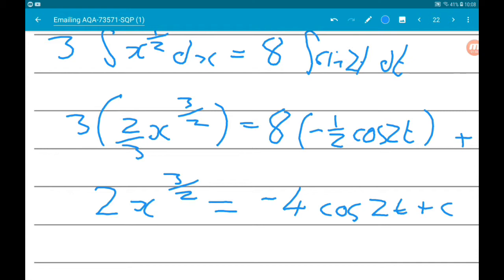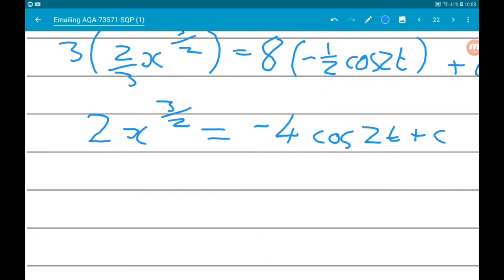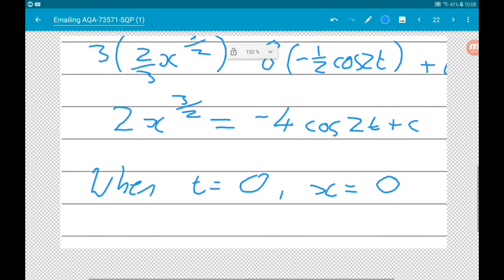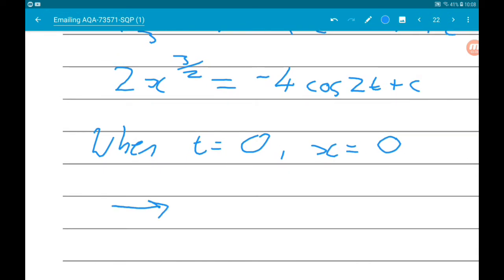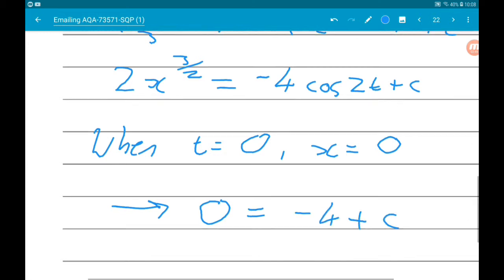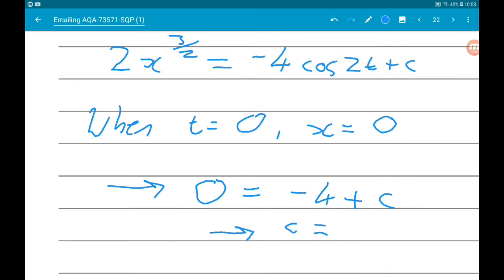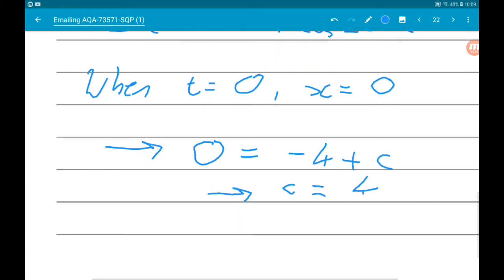Now remember, the question told us initially the column of water had 0 height. So we know when t is equal to 0, the height x was also 0. So we get 0 is equal to minus 4 cos of 0. Cos of 0 is 1, so we get 0 is minus 4 plus c. Therefore, c is equal to 4.